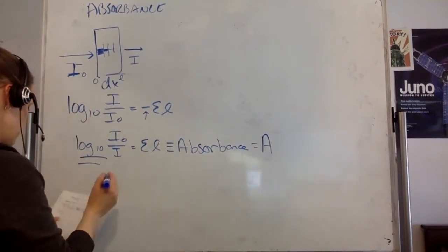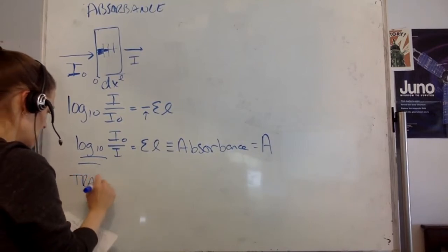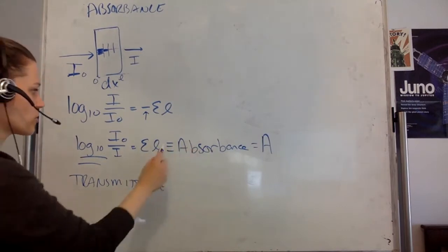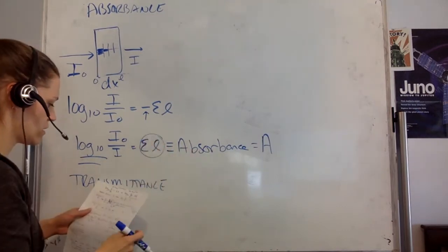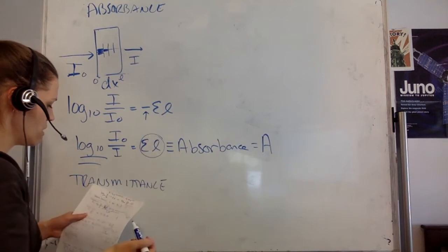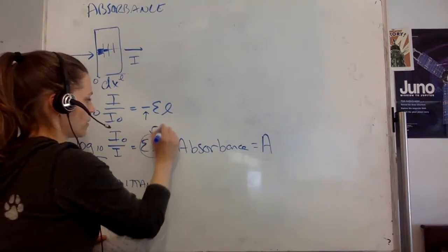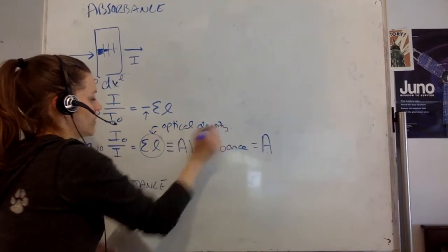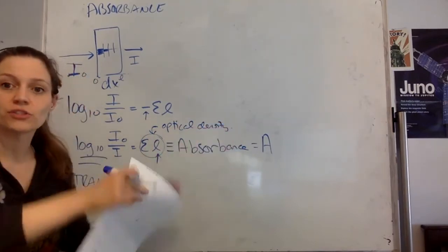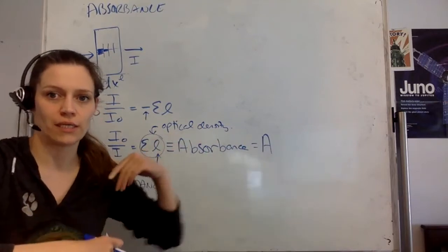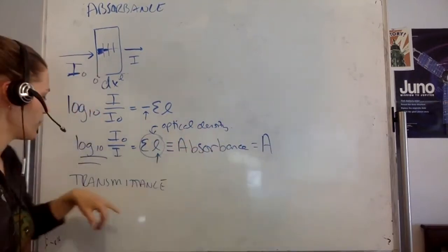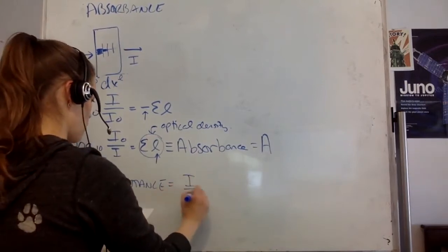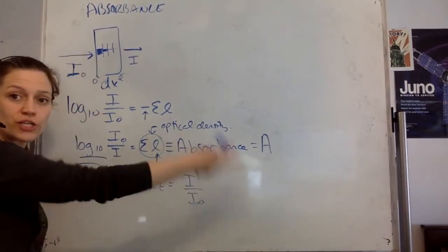You've probably heard of transmittance. Oh, and I should say, the absorbance is equal to, and this is normally called the extinction coefficient, this is epsilon, or the whole thing would be called the optical density. Now it's multiplied by that L, so there's a certain length that it's gone through in the sample. So transmittance is just I over I zero, the fraction that is transmitted.